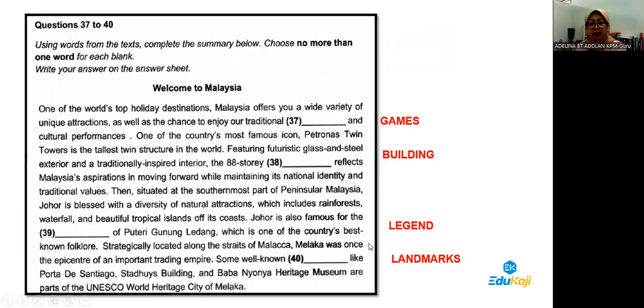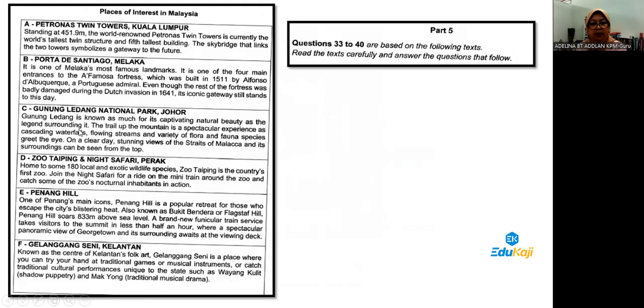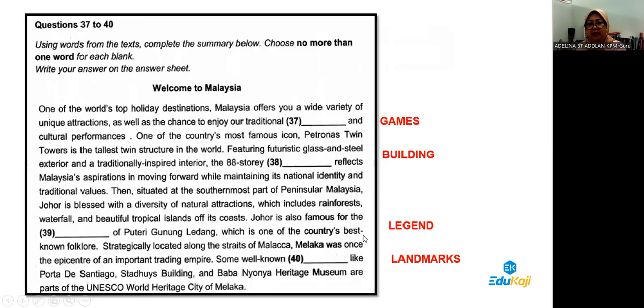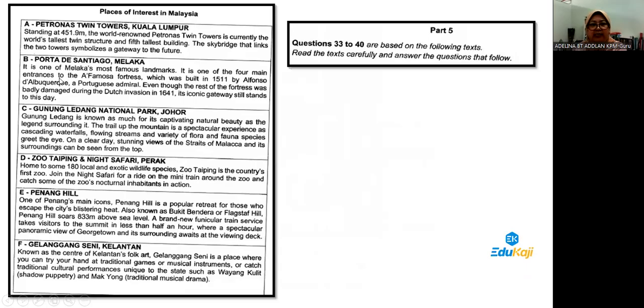All right, number 39. Johor is also famous for the what? When you talk about Puteri Gunung Ledang, definitely this is a legend. And the last one is some well-known what? Like Kota de Santiago, landmarks. The answer is landmarks. Is it landmarks? Let's look. Yes, it is landmarks here.